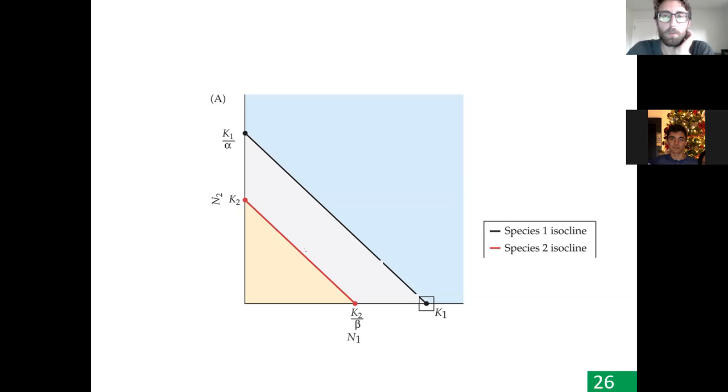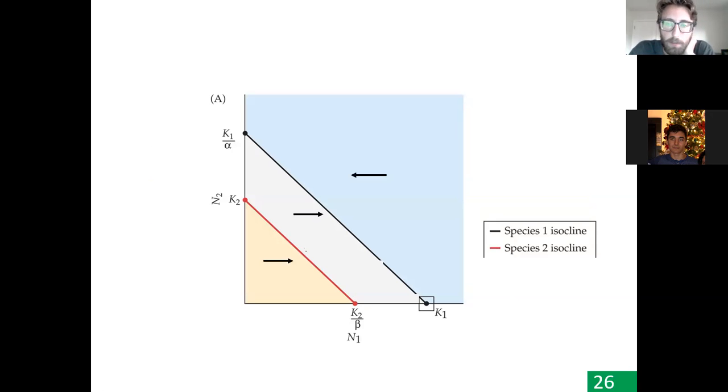We've got species 1's isocline entirely on top of species 2's isocline. And the reason for that is that K1 over alpha is greater than K2, and K1 is greater than K2 over beta. So if we have those kinds of relationships between these x and y intercepts, then species 1's isocline is entirely above species 2's isocline.